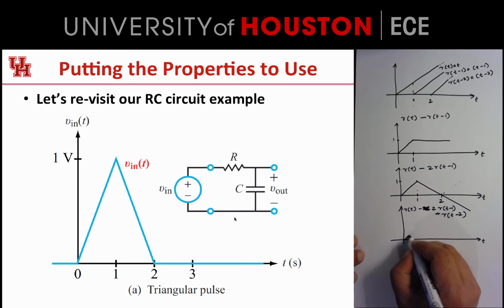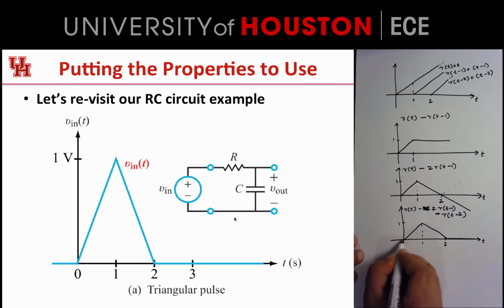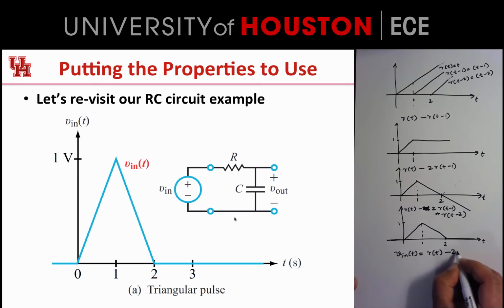Then what I have is a signal that goes like this. Increases all the way up to 1, and then it decreases up to 2, and then it stays 0 after that. This is our input signal. So our input signal can be modeled as r of t minus 2 times r of t minus 1 plus r of t minus 2. So this is pretty cool. What I've done is that I've taken a complicated looking signal and I've represented it as a sum and difference of simpler signals.